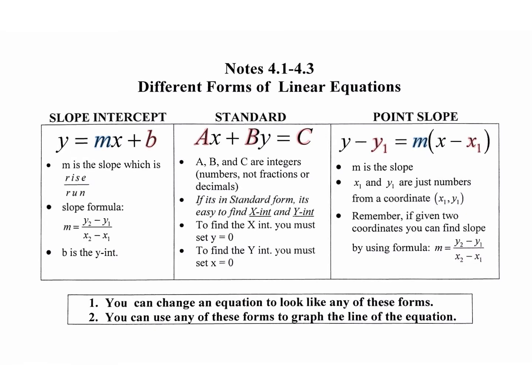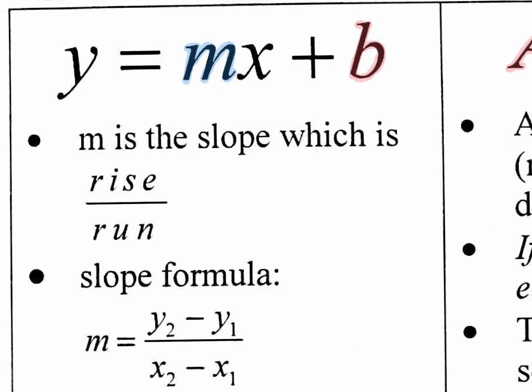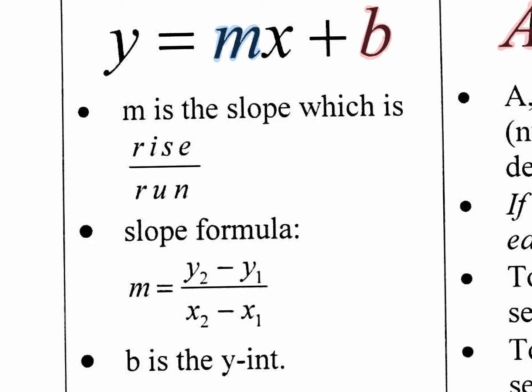Here are the detailed notes of all 3 forms. So we should have all these memorized. Slope-intercept form, we already know y equals mx plus b. We know that the m is the slope, which is rise over run. We know the slope formula. We know that the b value is the y-intercept. It just gives you all the details right there.